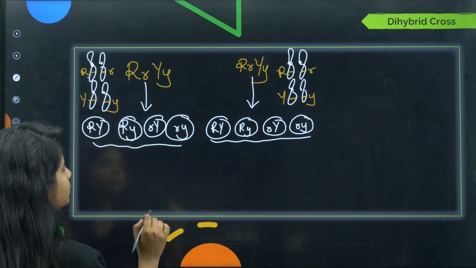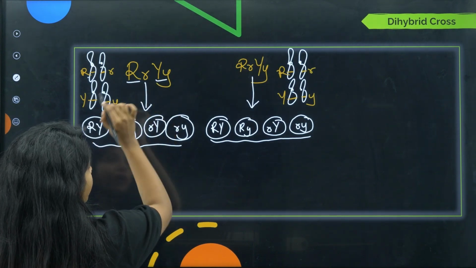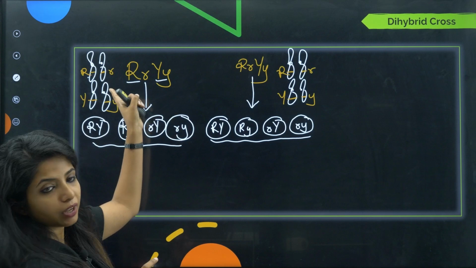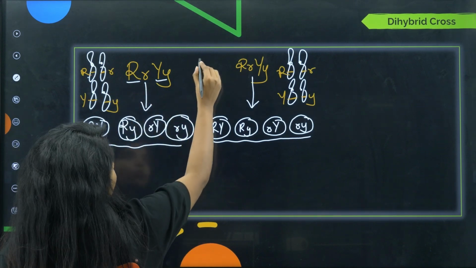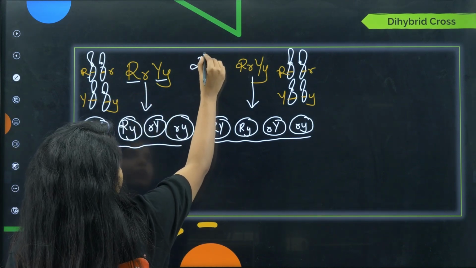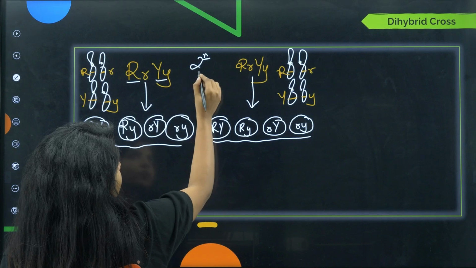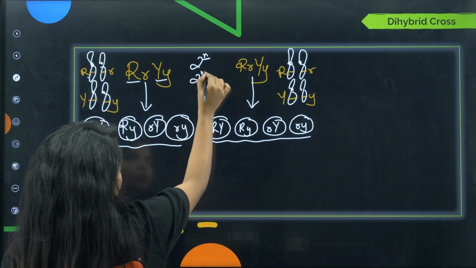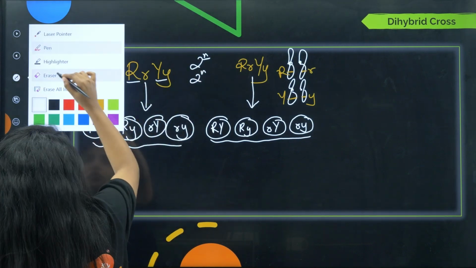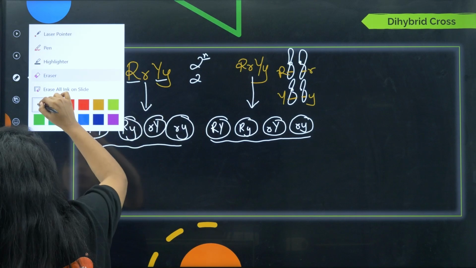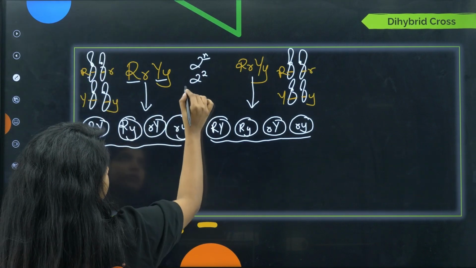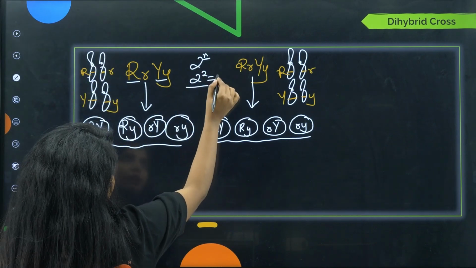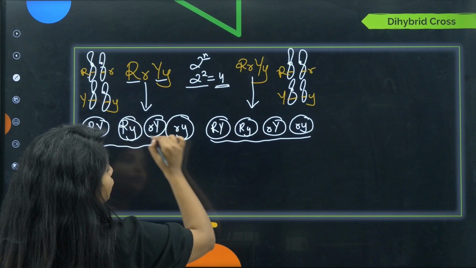Okay. Now I'll tell you one trick where you can find the number of gametes that will always be formed. So check for the number of hybrids. Here you have 2 hybrids, a dihybrid. So 2 power n, where n is the number of hybrids. Here 2 hybrids are there, so I will replace n with 2. Now 2 squared is equal to 4. So basically I will get 4 gametes.